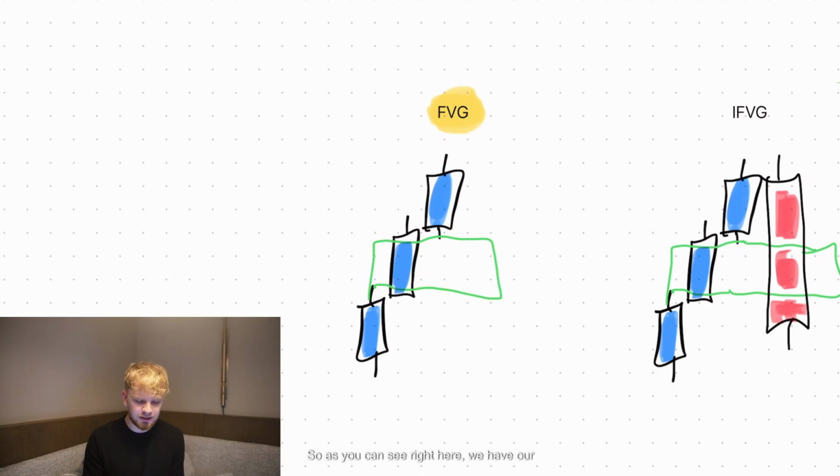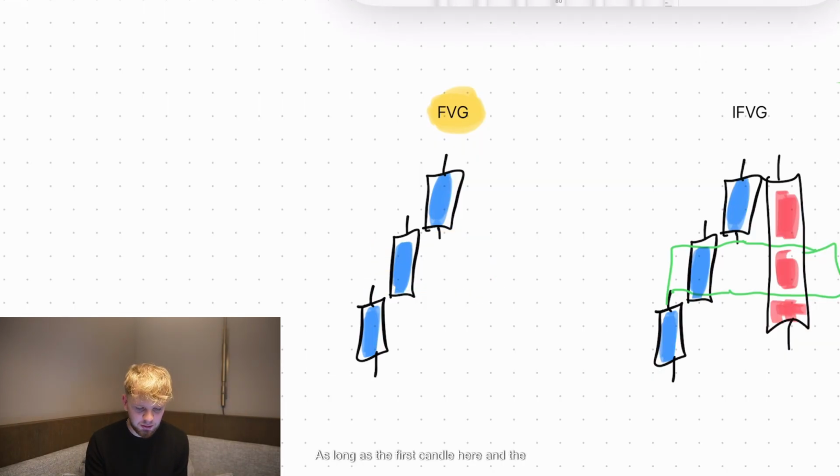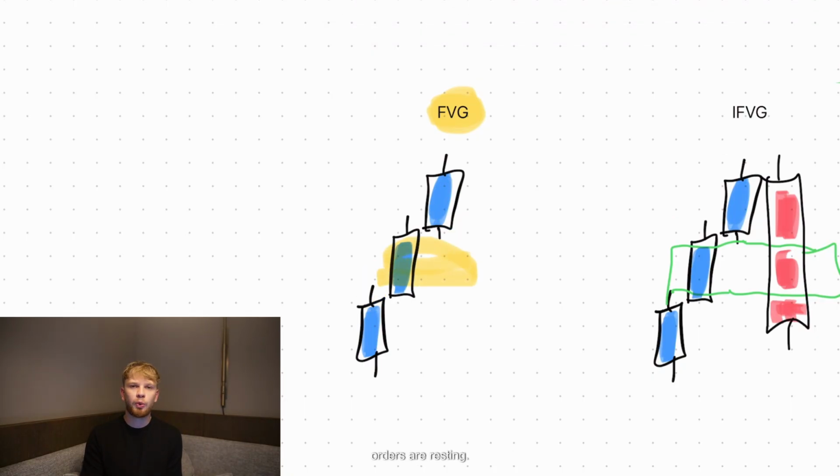So as you can see right here, we have our first candle here, we have our second candle here, and then we have our third candle here. From the first candle here to the third candle here, they do not touch, connect, or overlap. Now that can be with a wick, that can be with a body, it doesn't matter. As long as the first candle and the third candle don't touch, connect, or overlap, that imbalance in the market is where orders are resting.